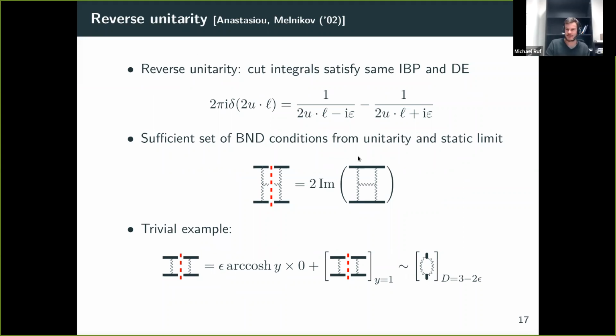As I was saying before, there's also a second type of integral that we have to compute, and this we also worked out. So we have these cut integrals.